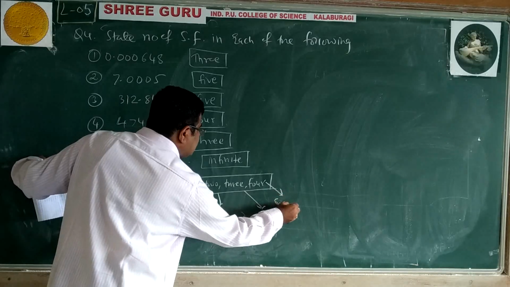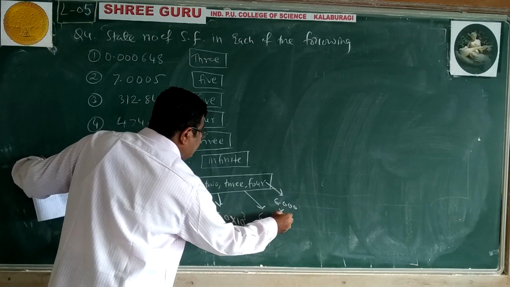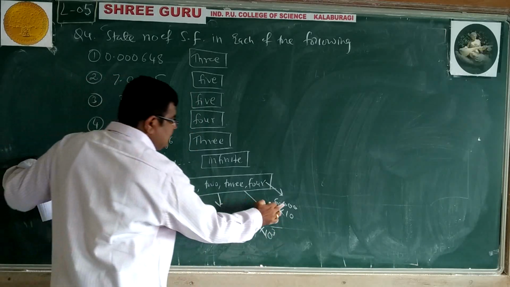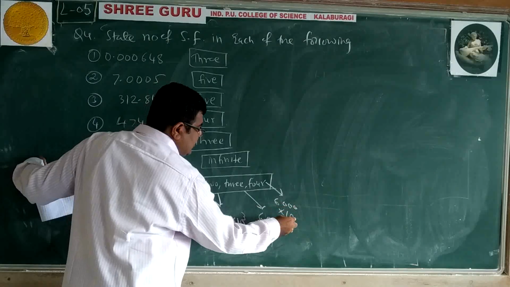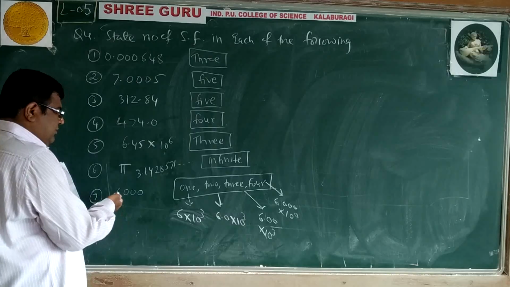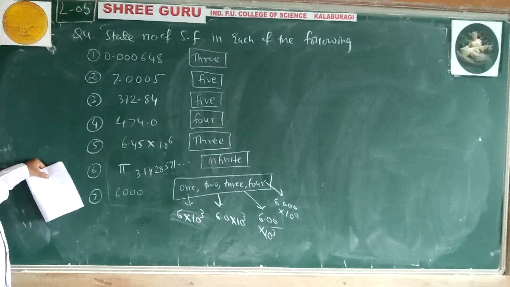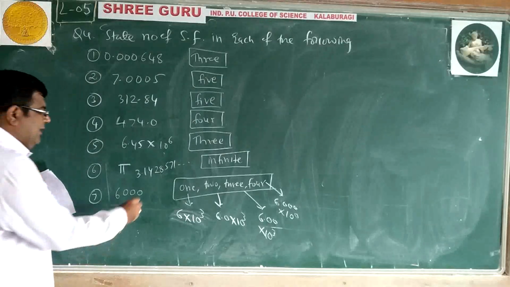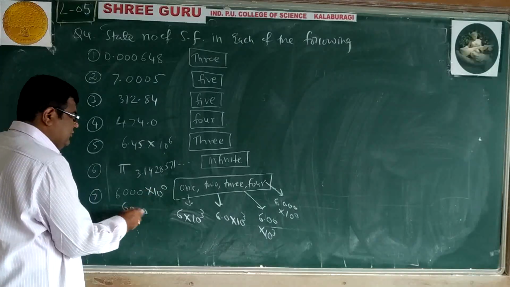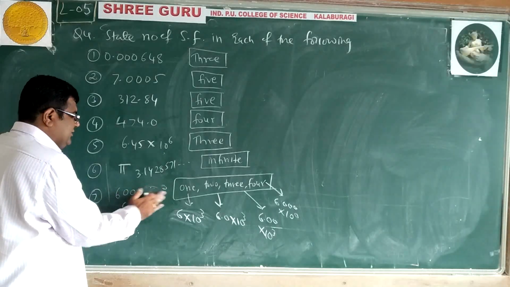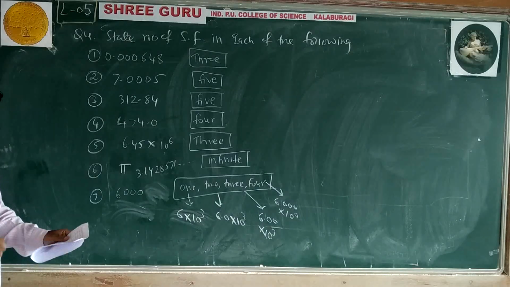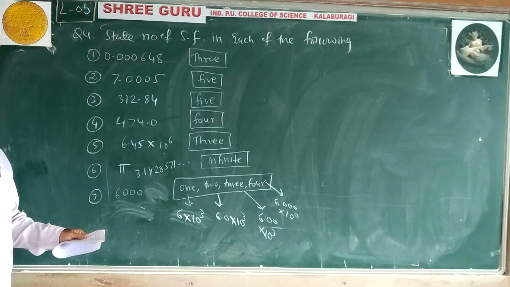4, 6.000 into 10 raised to 3. 6,000 into 10 raised to 0 means it is nothing but 6,000. Multiplied by 10 raised to 0 it is 6000 only. So it will be 4, the same digit work out. So this is the way in which these significant figures can be calculated.